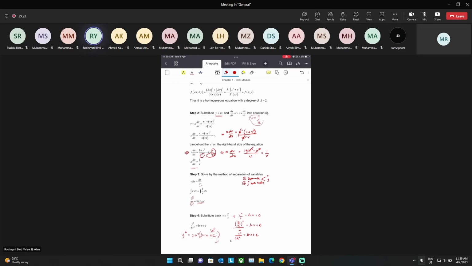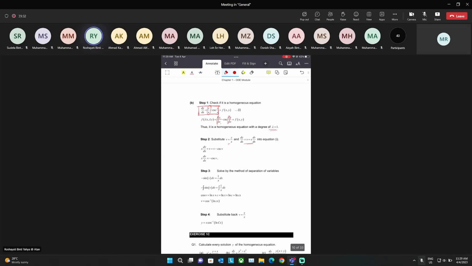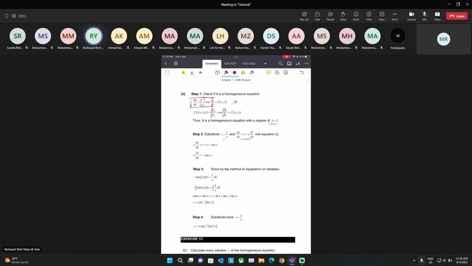Because you can play around with this equation. So if you look at here, v equal to y over x. Because this is just the same, if you change y equal to vx over x, you still can get v here. Same thing.